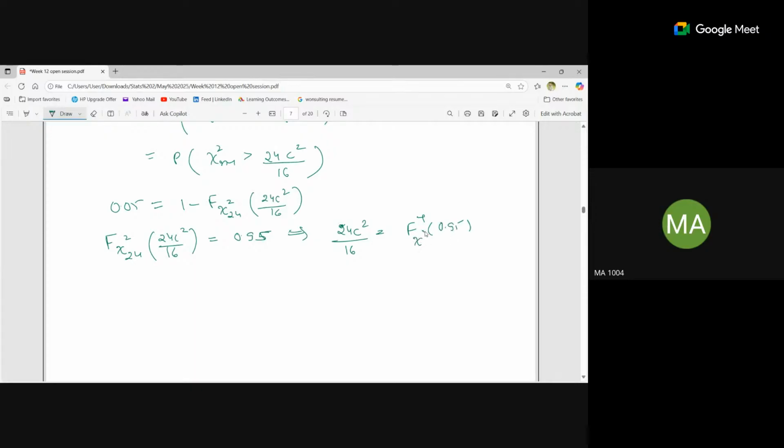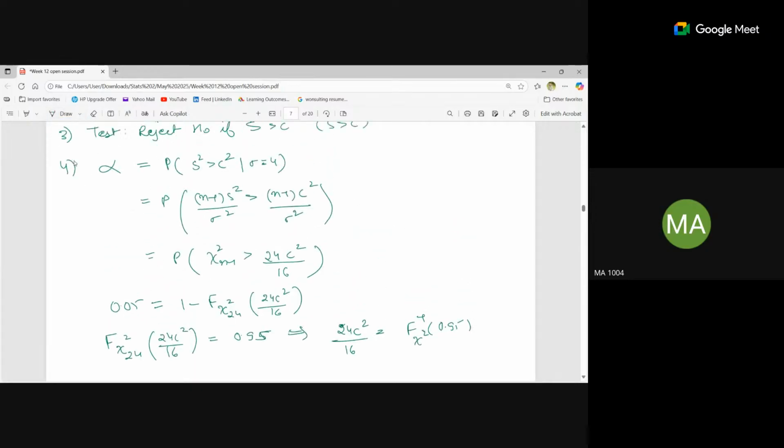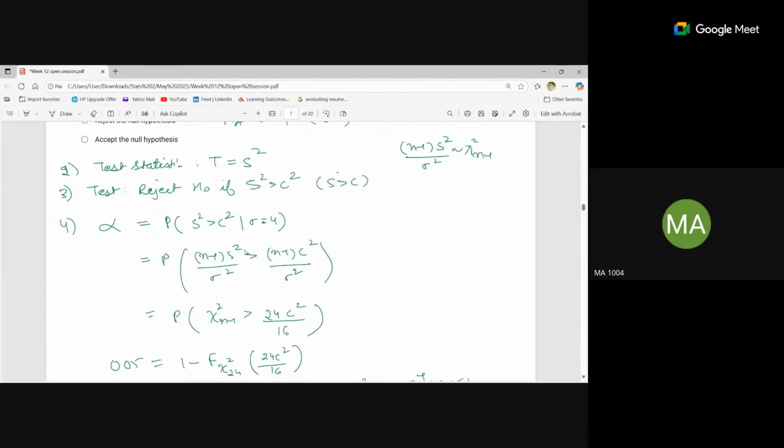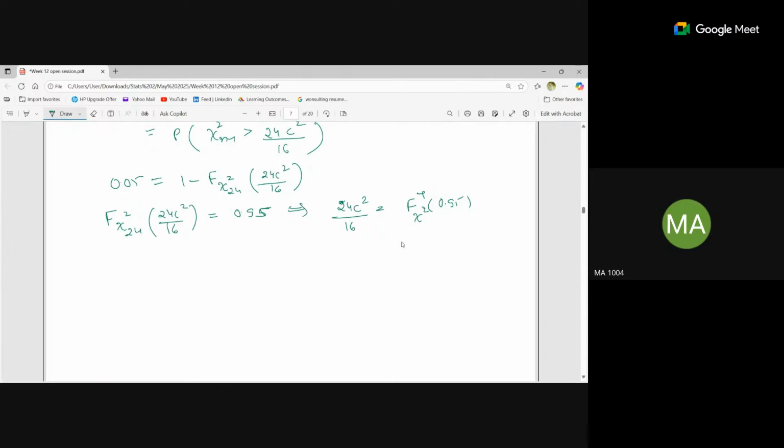Now, this will be the chi-square distribution. So, the value from the chi-square distribution is given to be 36.41. Now, what will be my C square? C square will be 36.41 into 16 divided by 24. So, calculate this value. 24.27. So my C square value is 24.27.